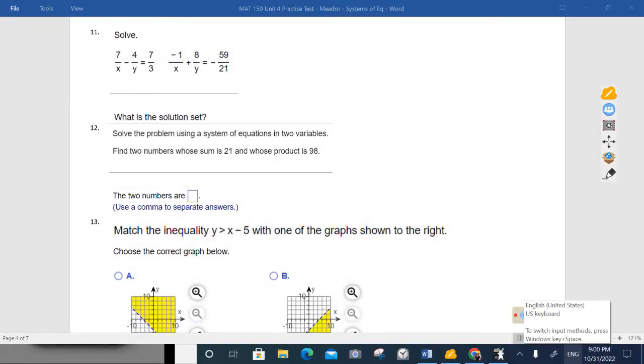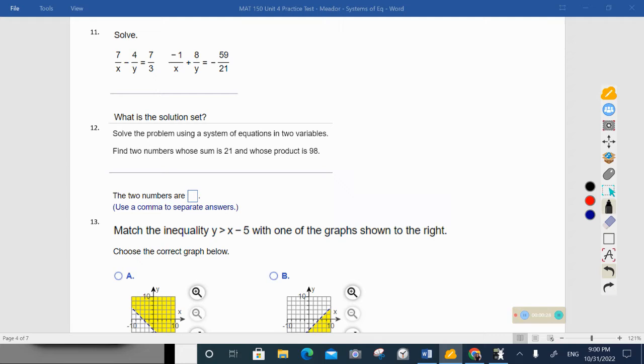All right, we're about to start part 2 of the Math 150 Unit 4 practice test for Miss Meador's class. Number 11 looks really confusing because the variables are in the denominator. But what we're going to do is stack these two equations on top of each other and use elimination. We're going to have common denominators, so it should make our life a little bit easier. So let's see what we got here.